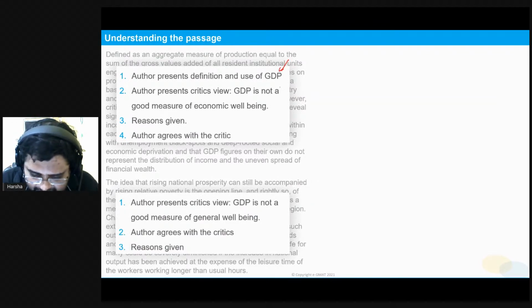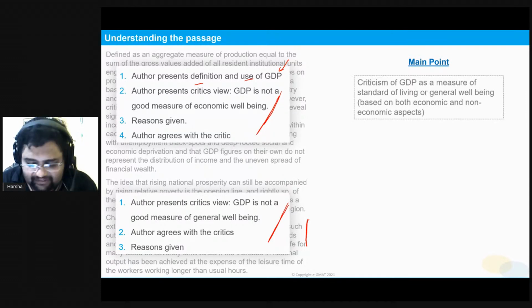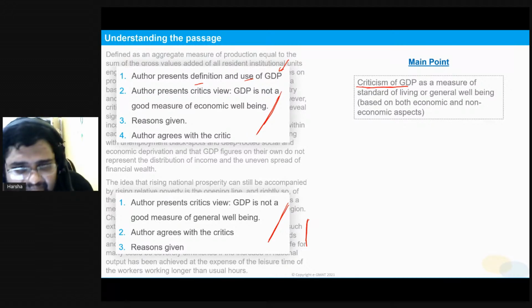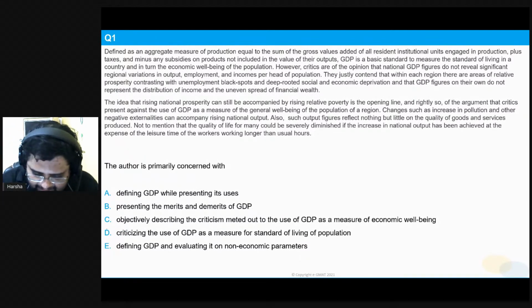Presented the uses, gave you the definition, what is it used for, then he told you why it's not a good measure of economic well-being. Here he told you why it's not a good measure of general well-being, and then by making sure that he indicated his agreement, you know that this is the author's view. So in effect, you should consider this as the author's criticism. It's not describing third party criticism, which is why the correct answer here was option D.